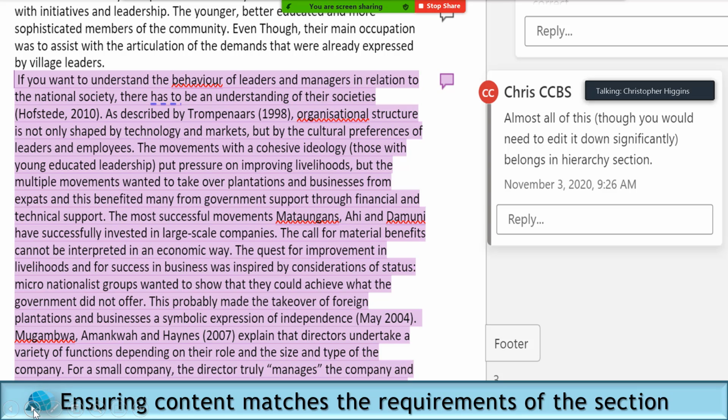Status, micro-nationalist groups wanted to show that they could achieve what the government did not offer. This probably made the takeover of foreign plantations and businesses a symbolic expression of independence.